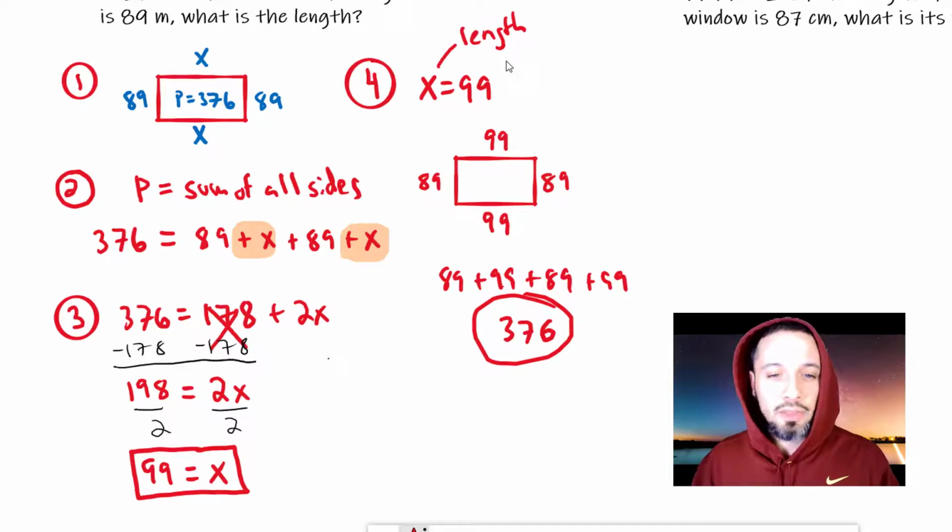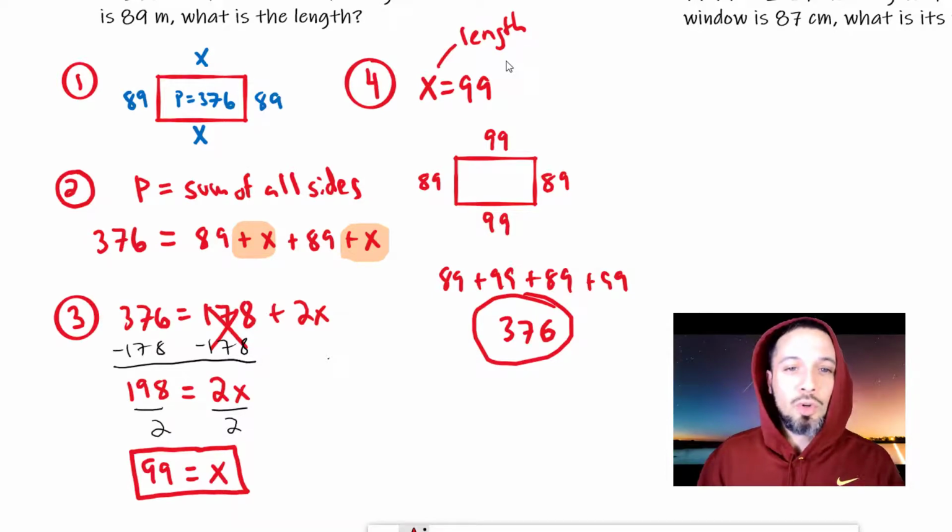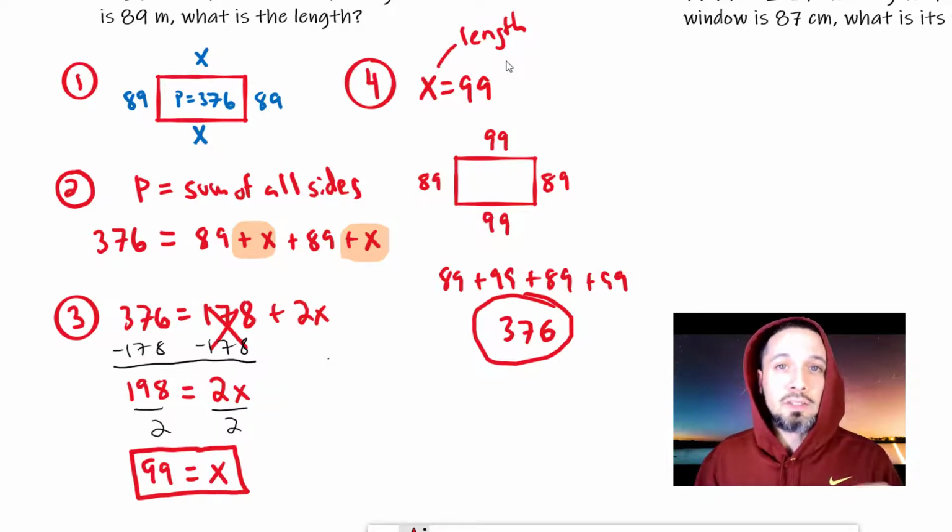We found the length, so we answered the question. And when I checked it, we added up all the sides, and it does come out to be 376 meters. Therefore, we know 100% for a fact that this is the correct answer.